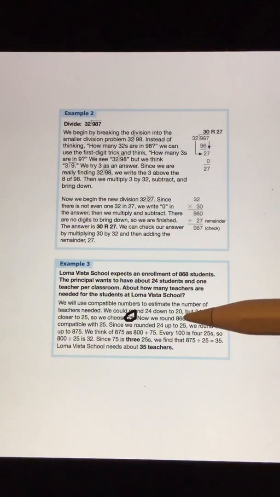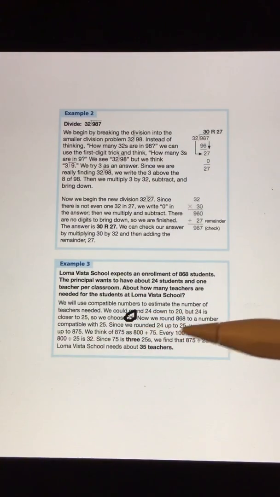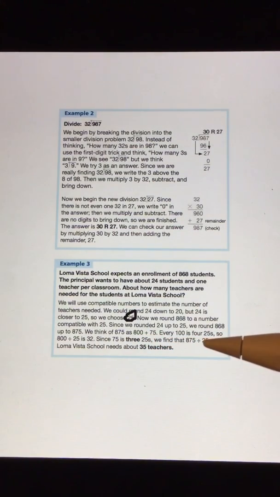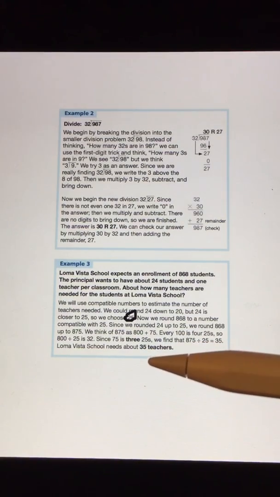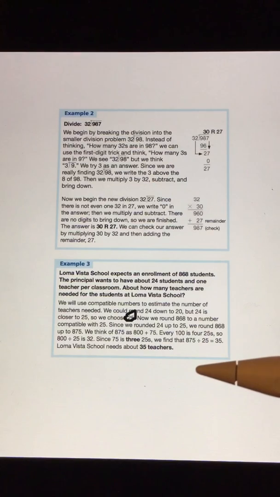Now we round the 868 to a number compatible with 25. Since we rounded 24 up to 25, we're going to round 868 up to 875. We think of 875 as 800 plus 75. Every 100 is 4 25s, like 4 quarters in a dollar. So 800 divided by 25 is 32. Since 75 is 3 25s, we find that 875 divided by 25 is 35. Loma Vista School needs about 35 teachers.